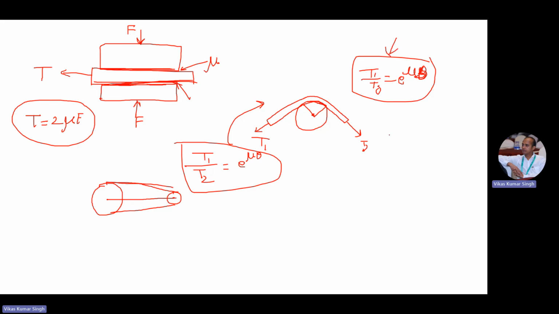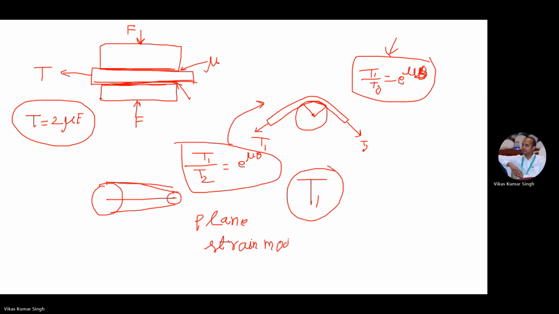And what else did we learn in the first question? In the first question we found the traction force, and a big derivation was there. So the main learning point was: what was the condition for plane strain mode? What were beta and alpha? This was the main learning from that question.